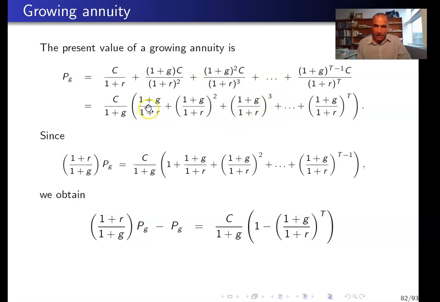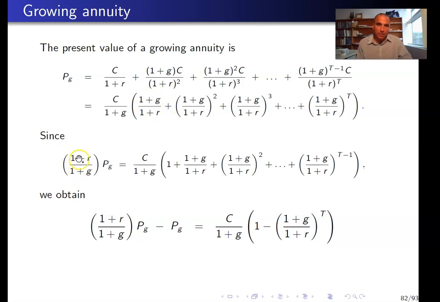Okay, so this is a geometric series. So something plus something squared plus something to the power 3 plus and so on, plus something to the power t. Okay, always the same object to a different power. So if I multiply this present value here by something that relates to this object, I can simplify everything.